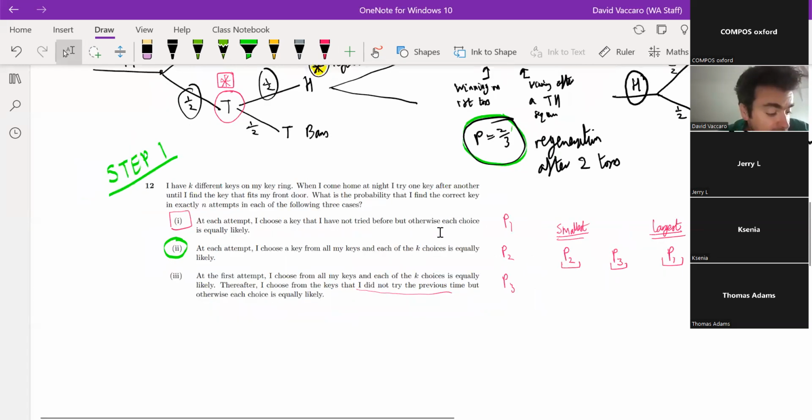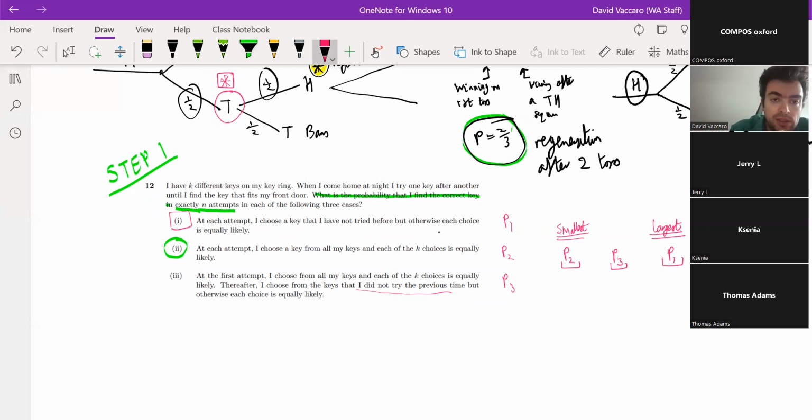That doesn't necessarily mean that that's going to be the order of difficulty of solving the question. So let's have a look at what we're asked. It says, what is the probability that I find the correct key in, and this is important, exactly n attempts in each of the three cases? So part I. Notice that on a GCSE paper, it would probably tell you how many marks each part is worth, and that might be proportional to the difficulty. The STEP paper doesn't say that.